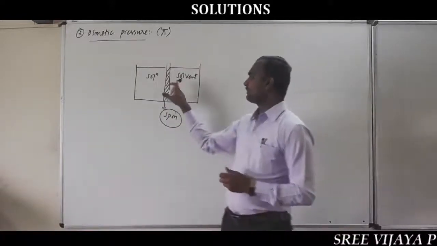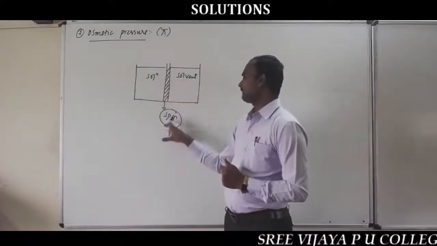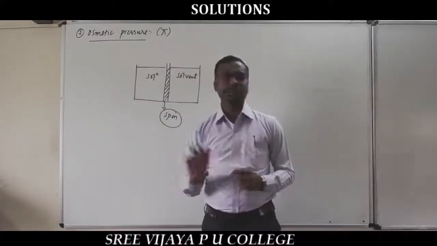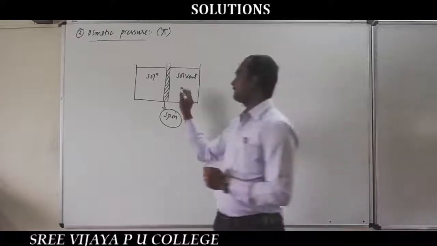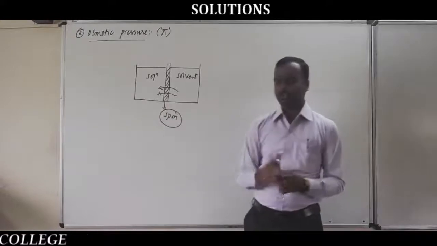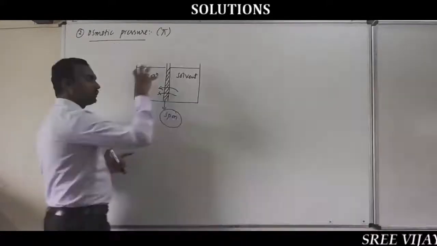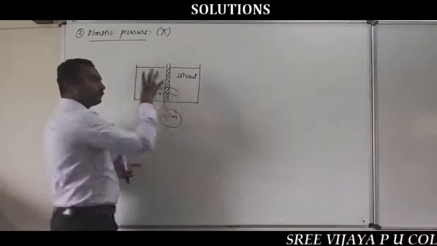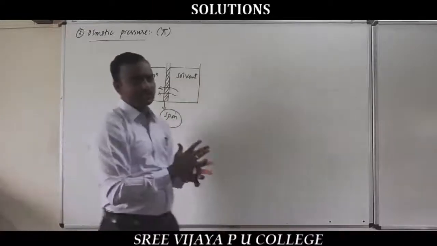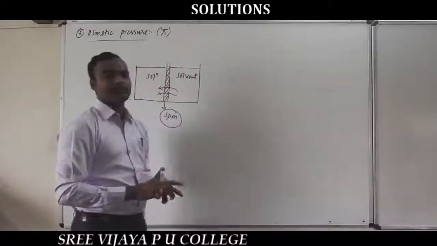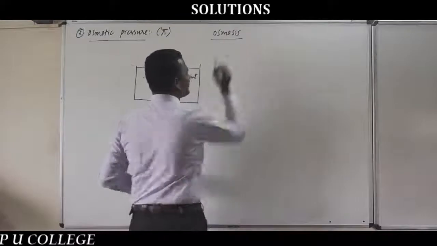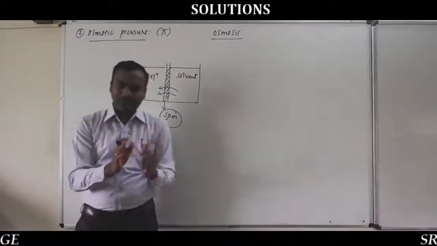When the two compartments containing solvent and solution are separated by a semi-permeable membrane, the solvent molecules move towards the solution. That process is called osmosis. Now what I want to do is prevent the osmosis, that is, stop the flow of solvent molecules from the solvent side to the solution side, or from the solution of lower concentration to higher concentration. Our intention is to stop the process of osmosis.